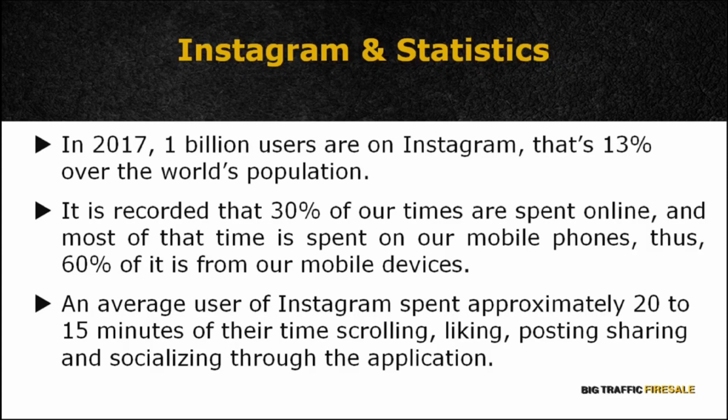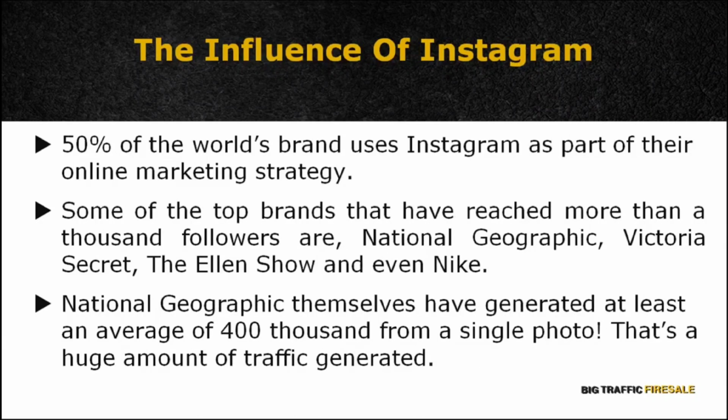An average Instagram user spends approximately 15 to 20 minutes of their time scrolling, liking, posting, sharing, and socializing. This information allows 50% of the world's brands to use Instagram as part of their online marketing strategy. Some of the top brands that have reached hundreds of thousands of followers are National Geographic, Victoria's Secret, The Ellen Show, and even Nike. National Geographic themselves has generated at least an average of 400,000 likes from a single photo. That's a huge amount of traffic generated.